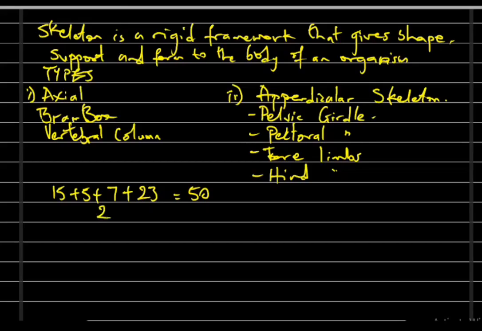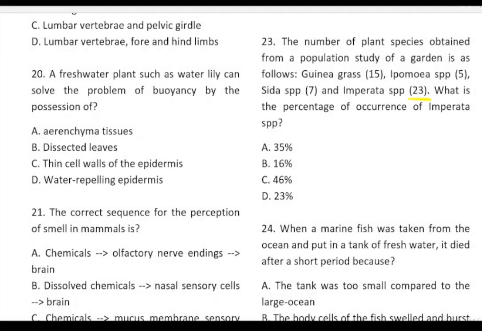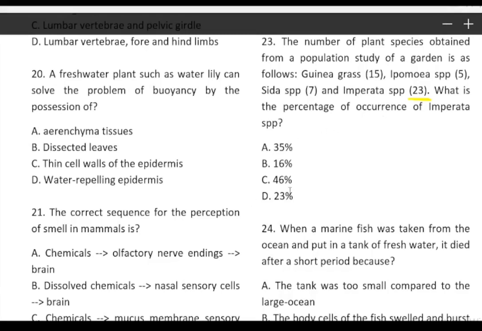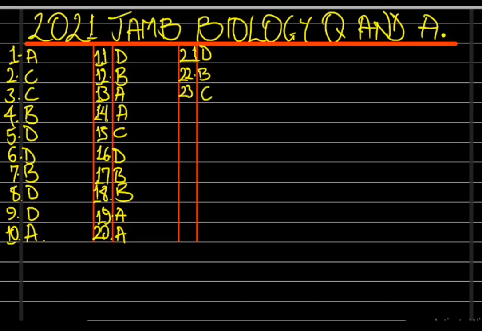So 23 over 50 multiplied by 100 over 1. So 50 here, 1, 50 here, 2. So 23 times 2 is going to give us 46%. So that is the possibility or the percentage occurrence of imperator species, 46%, which is option C.